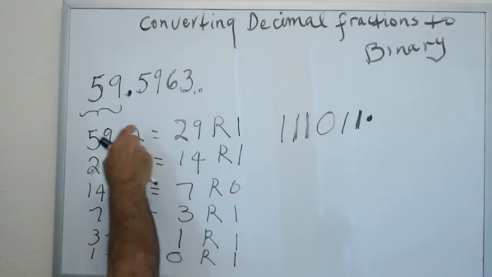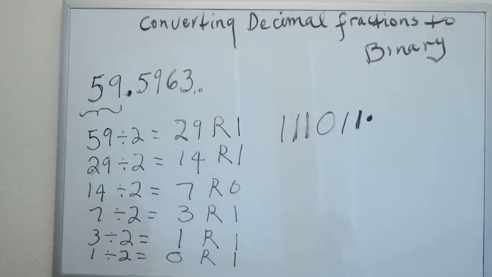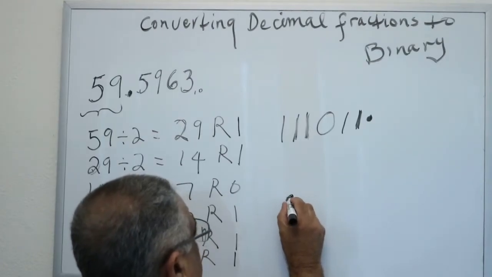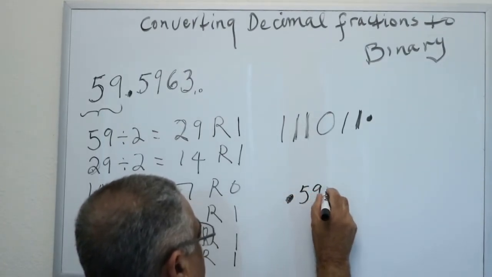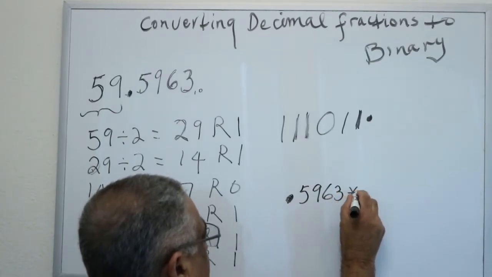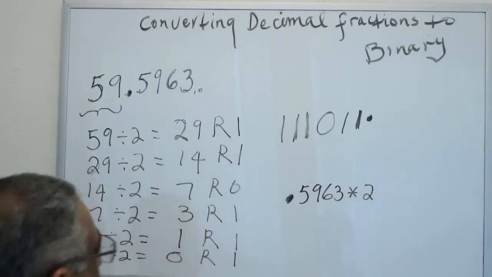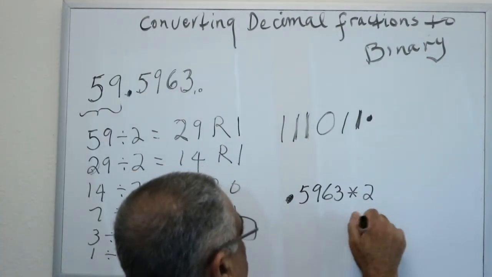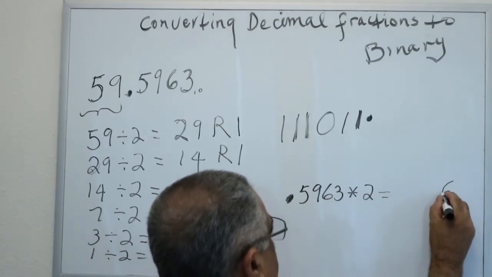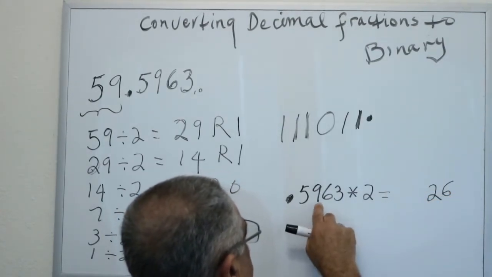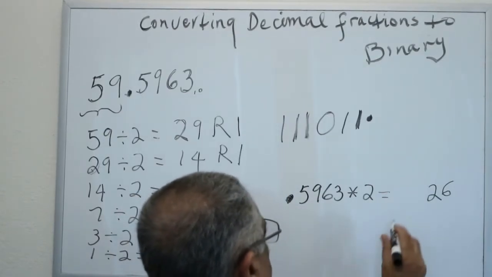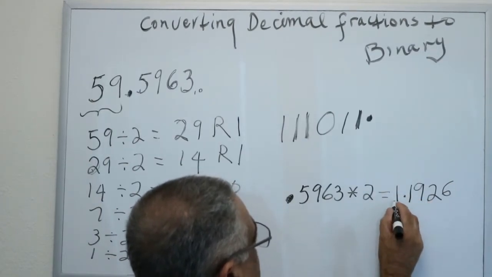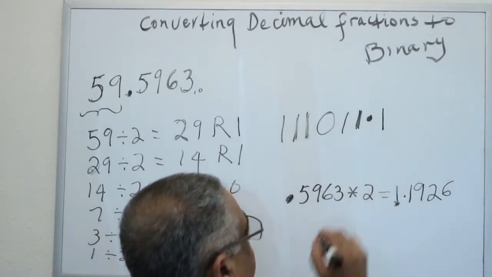Now, how do I convert the decimal part, 0.5963? Some of these may never terminate. So I'm going to take 0.5963 multiplied by 2. That gives 1.1926. Take this 1 here, and it goes right there.